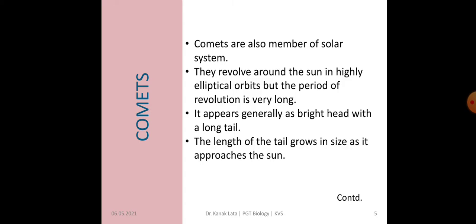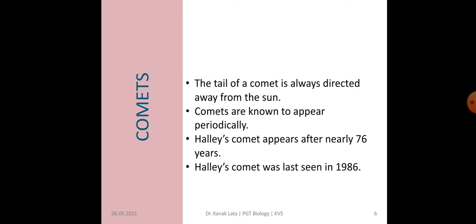Now our next topic for discussion is comets. Comets are also members of our solar system that revolve around the Sun in highly elliptical orbits. But the period of revolution is very long. A comet appears generally as a bright head with a long tail. The length of the tail grows as it approaches the Sun. The tail of a comet is always directed away from the Sun.